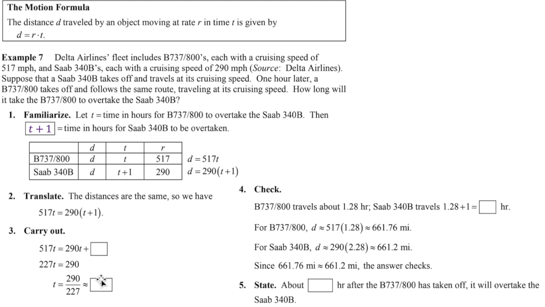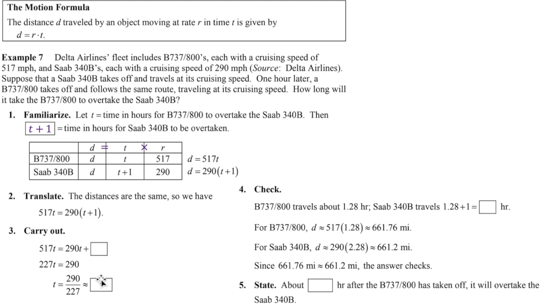Well, clearly the 737 is traveling faster, so it might not take very long for that to happen. So let's talk about the problem itself. Let's let t equal time for the 737. And t plus 1 equals how long the 340 has been in the air. I add the plus 1 because it says an hour later the 737 takes off. So whatever time the 737 is in the air, the 340 has been in the air 1 hour longer, which is why I'm having the plus 1 for time.